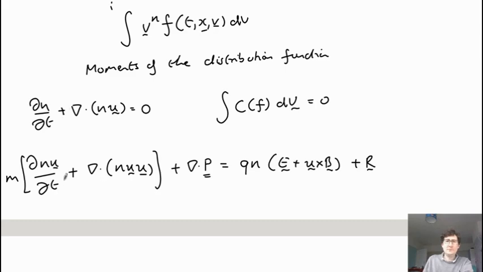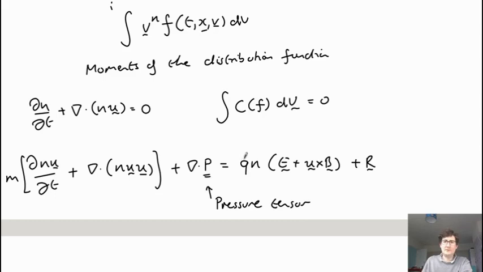So this is the momentum equation. We have the mass of the species, and the flow velocity times the density, so it's basically like momentum. Here we have the pressure tensor. This can be a scalar in some simple cases like ideal MHD, but more generally it's a tensor.